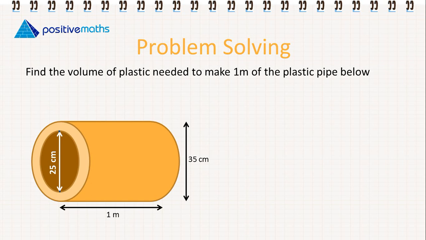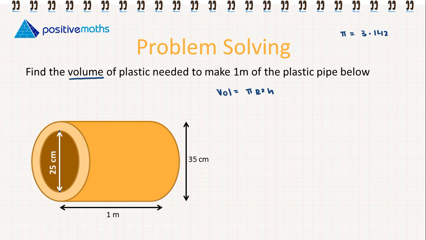Okay, so the first thing that I'm going to write down is the formula that we need to find the volume of a cylinder. So the volume of a cylinder, pi r squared h. Just going to note up here that for pi, we're going to use 3.142. So the dimensions then that we need to find the volume, we need the radius and we need the height.